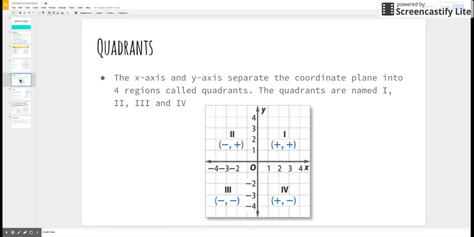The x-axis and the y-axis separate the coordinate plane into 4 regions called quadrants. The quadrants are named 1, 2, 3, and 4. In this quadrant, they're positive, positive. Here you go negative, positive. Here you go negative, negative. And here you go positive, negative.